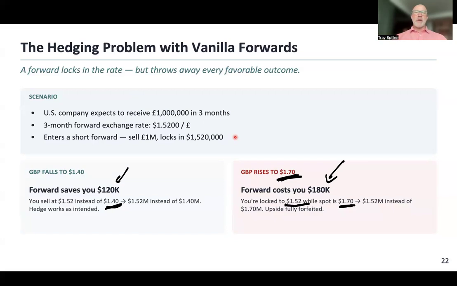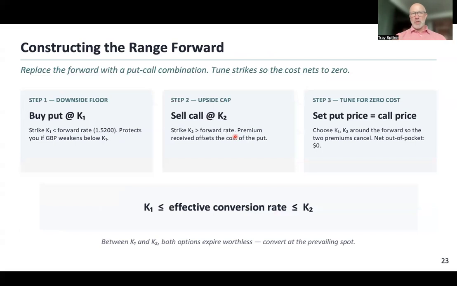So, treasurers and CFOs really hate this asymmetry. They're basically being compensated for downside risk, but they give up all that potential upside without any sort of compensation. And so the structural fix for this is something called a range forward construction. What we do here is replace the forward contract with a combination of a put and a call. And then we can determine the two strike prices such that it nets out our cost of this hedging program to zero.